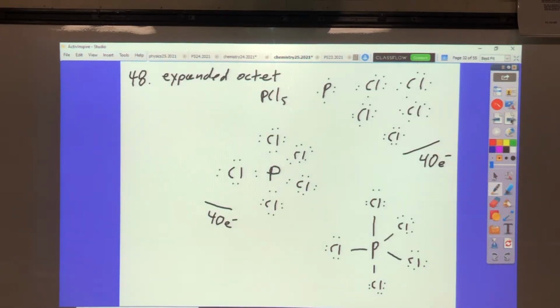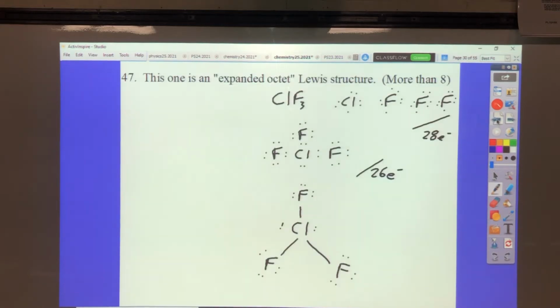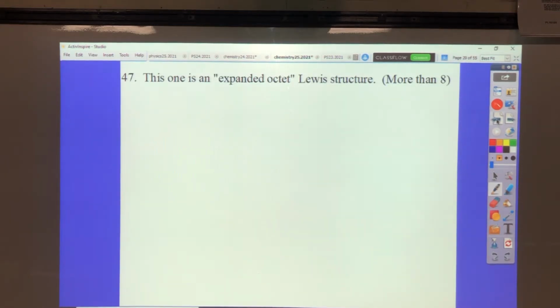Okay, so we have BCl5, phosphorus tetrachloride. Okay, and then I'll just go back to the beginning of the 8 if we need to. Okay, PCl5.